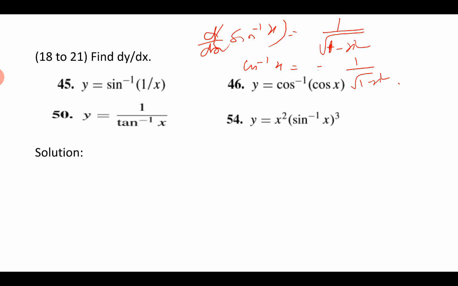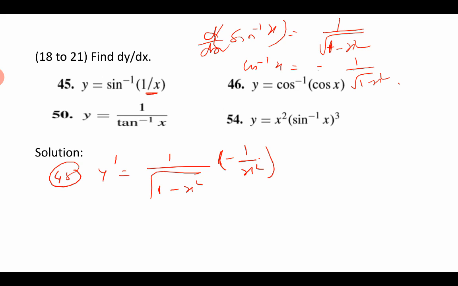What do you get for 45? y prime is 1 over square root of 1 minus x square for sine inverse, and then differentiate this term by using the chain rule: minus 1 over x square. That's it. You can stop here.